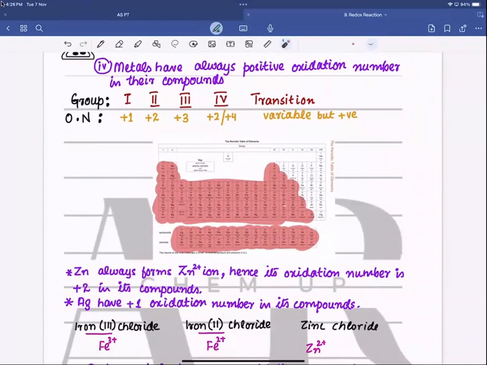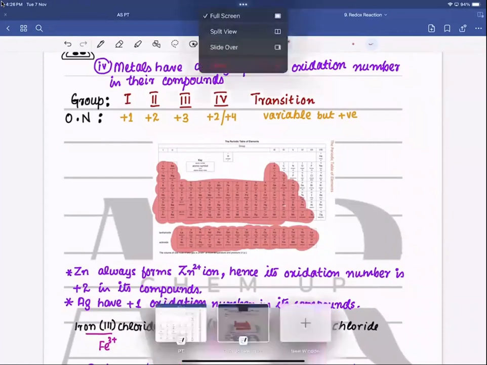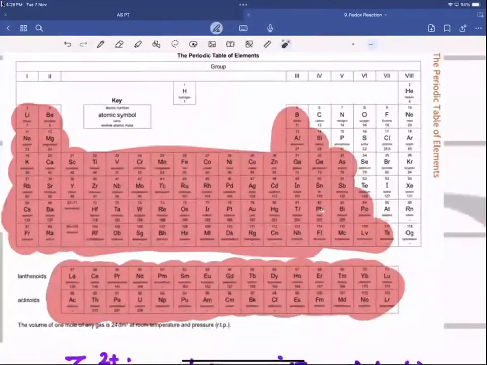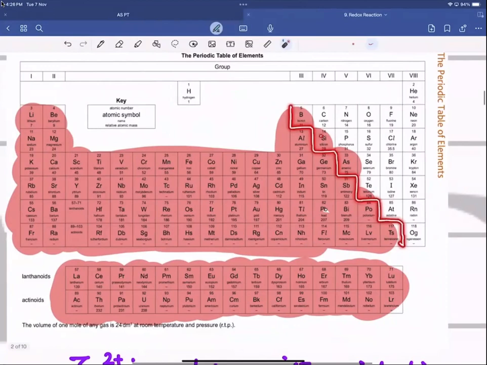Are you done? Khatija, are you done? Yes, sir. Okay. So you have to remember the positions of metals. If you don't, then just remember that from boron you will make this staircase, and on the left side of this staircase, all are metals. And on the right side, there are non-metals, and which are exactly on it are considered as metalloids. Okay.